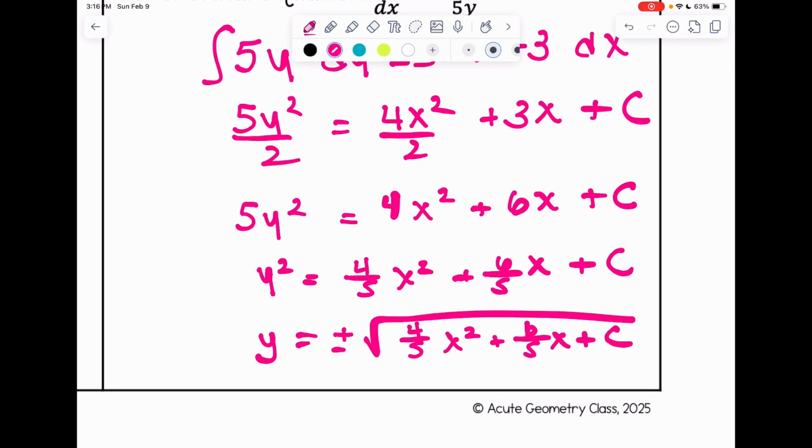In the next video, we're going to be talking about how we find the particular solution for a given differential equation.